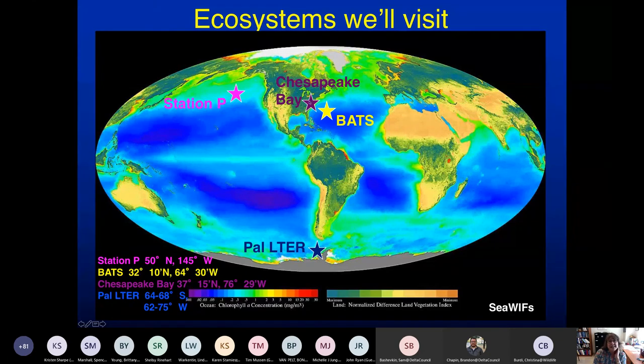We'll also discuss some data from Chesapeake Bay right outside my window here. The Bermuda Atlantic Time Series study in the North Atlantic subtropical gyre, so a very low nutrient, oligotrophic region of the ocean. And then I'll show you a little bit of data from the Palmer Antarctica Long-Term Ecological Research Program. These are all places I've studied. I direct two different zooplankton time series, one off Bermuda and one here in the Antarctic, so I'll show you a little bit of data from those.